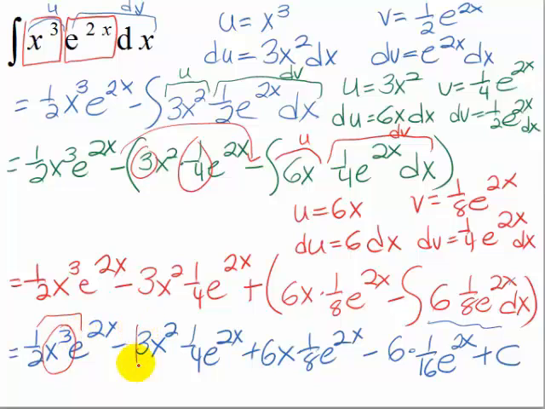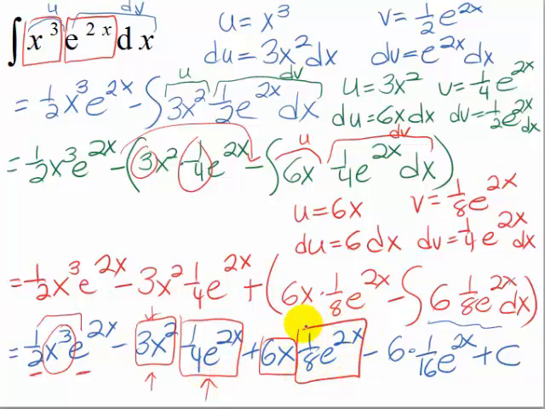If we look right here, we're not going to worry about the signs. We'll look at the signs in a minute, but this is the derivative of x cubed, and this is actually the integration of 1/2 e to the 2x. If we took another derivative of this piece right here, we would get 6x, and if we integrate this piece again, we'd get 1/8 e to the 2x.